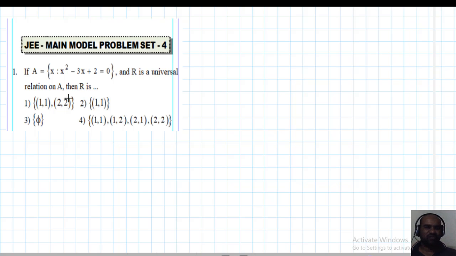So R equal to A cross A. Indirectly it is given R equal to A cross A, not a subset. A cross A, we should find what we will get, that is nothing but R.